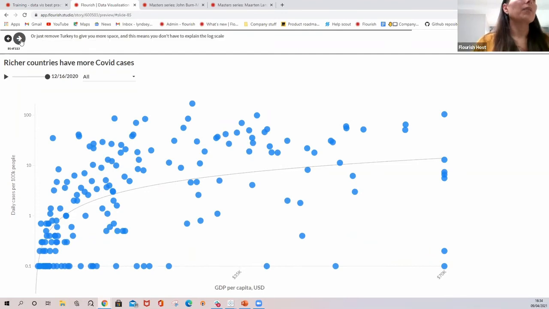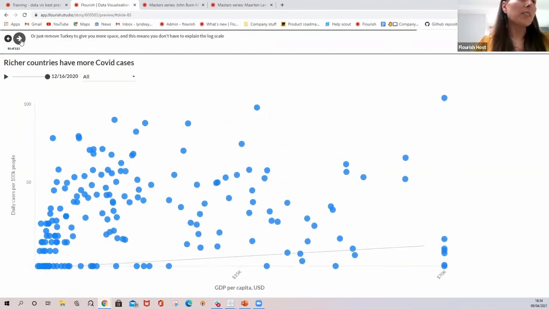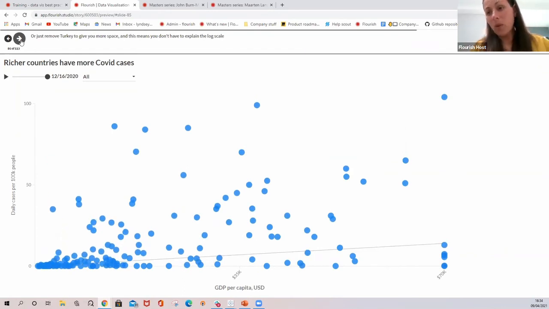The other alternative is you don't want to explain log scales to people because they get a bit like, oh God, what's a log? And so you just remove Turkey because it didn't really add anything to your story, and it doesn't really matter if it's there. So then Turkey's gone and you've got more space and it's more spread out.